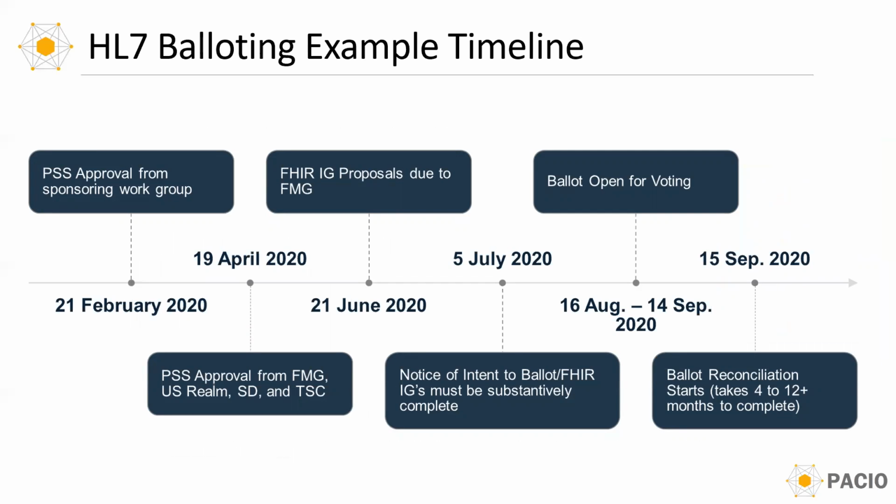Here you will see an example timeline for HL7 balloting. Generally, a project scope statement needs to be approved at least 7 to 10 months prior to submitting a notice of intent to ballot. And there are many interim steps along the way.